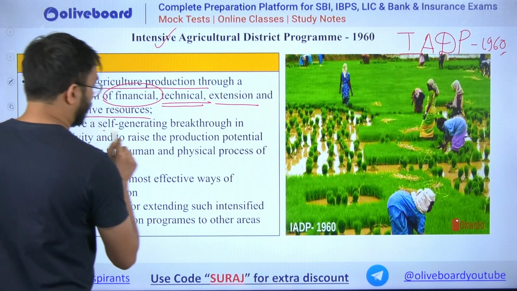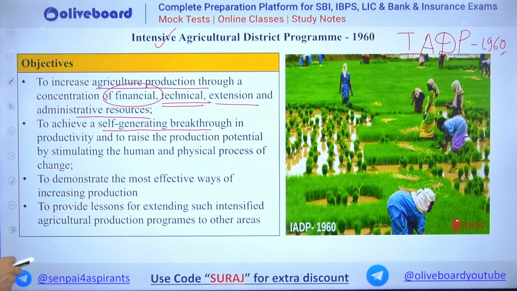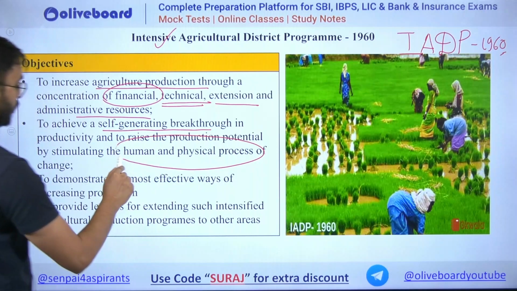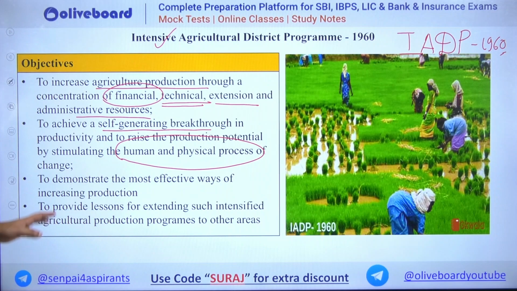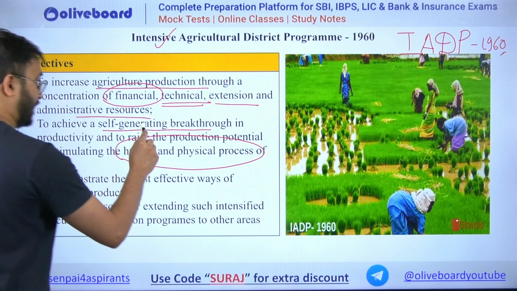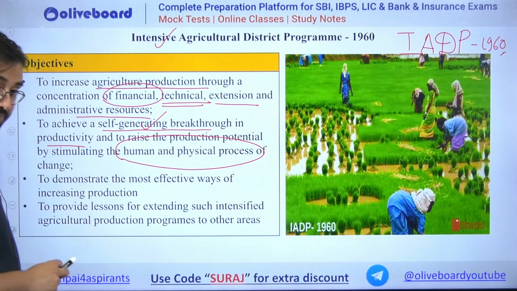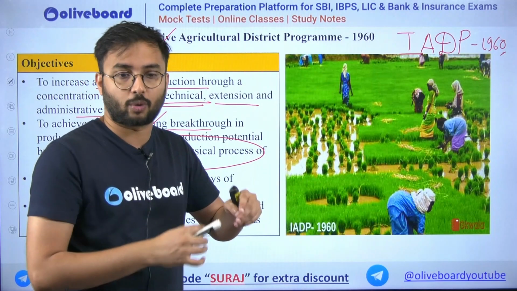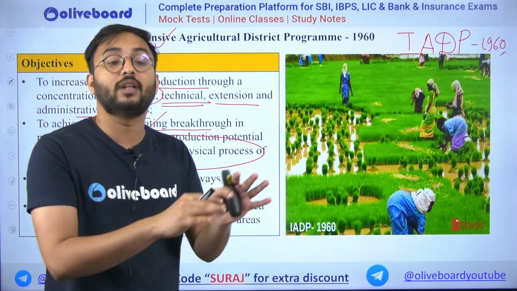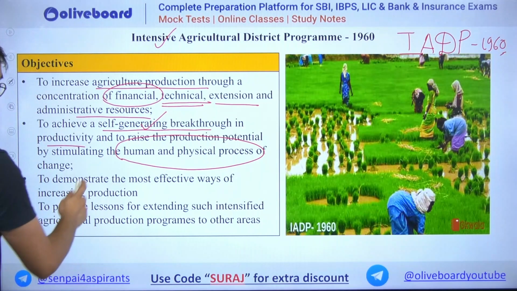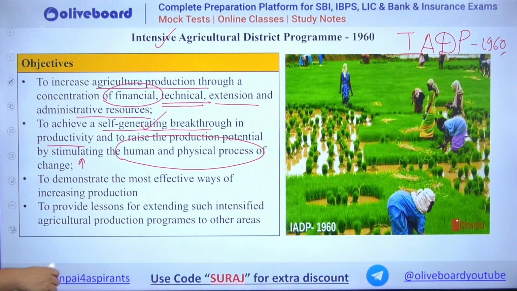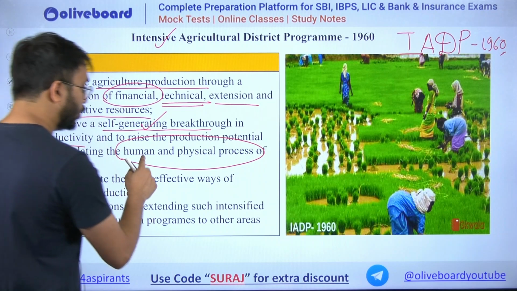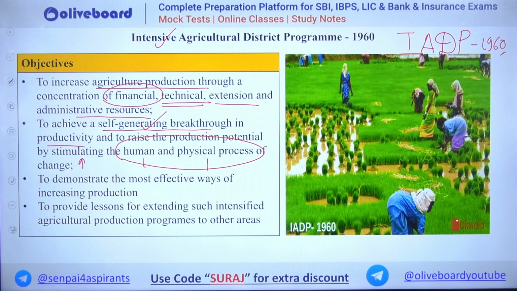To achieve that, a self-generating breakthrough in productivity and raising the production potential by, of course, stimulating the human and physical process of change, okay. This was also very important. So to achieve a self-generating breakthrough for productivity overall, to increase the yield of the crops, to increase the output of the crops, increasing the productivity per unit hectare, for all these things it was very important to stimulate, that is to change or to improve, the human and physical process of change.